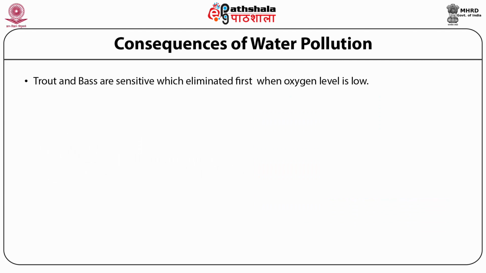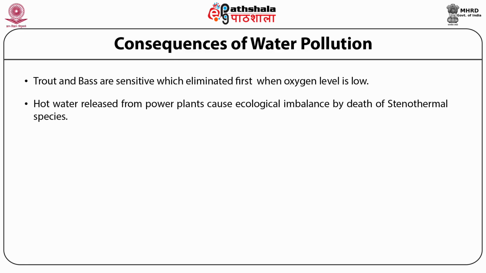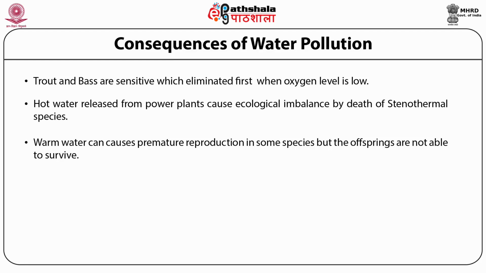Trout and bass are sensitive, and are eliminated first when the oxygen level is low. Hot water released from power plants causes ecological imbalance by the death of stenothermal species. Warm water can cause premature reproduction in some species, but the offspring are not able to survive.